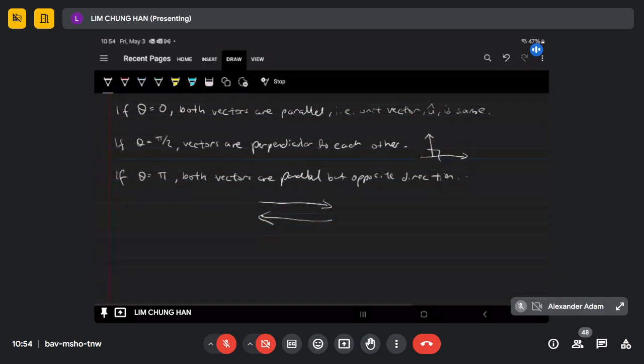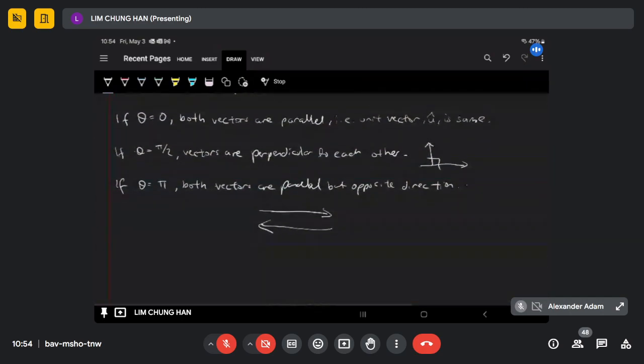Okay. There's one last one. What you will find is, because when two vectors are parallel, theta is 0. What that also means is if you dot product the two vectors together and you end up with 0, it also means both vectors are parallel to each other.